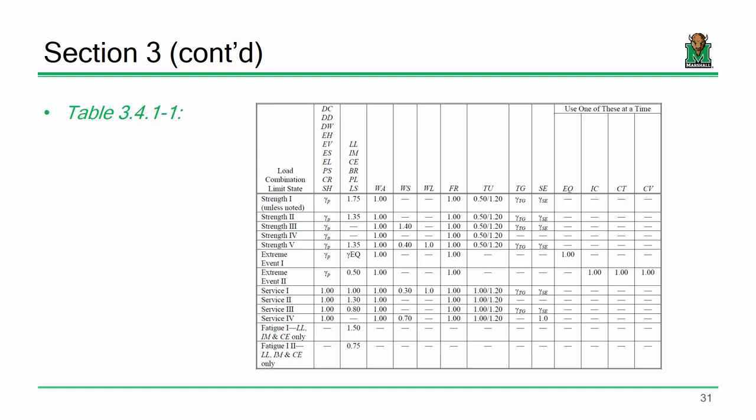LL is the vehicular live load. IM is the dynamic impact factor and what have you. EQ, that's your earthquake load and what have you. Now, most of these are numbers, like the live load factor is 1.75, so they're a little bit larger, okay? I'll talk about why here in a second. But you notice some of them have these gamma P's. We'll try and simplify that here in a second.